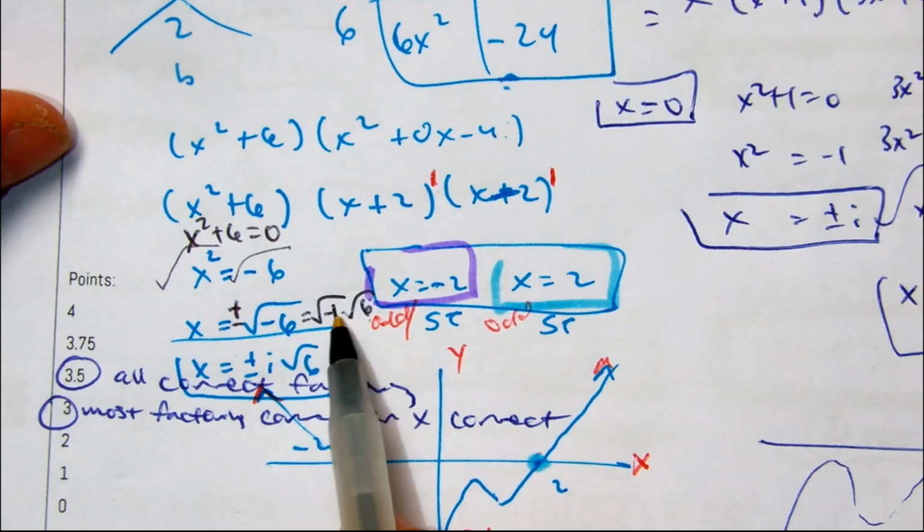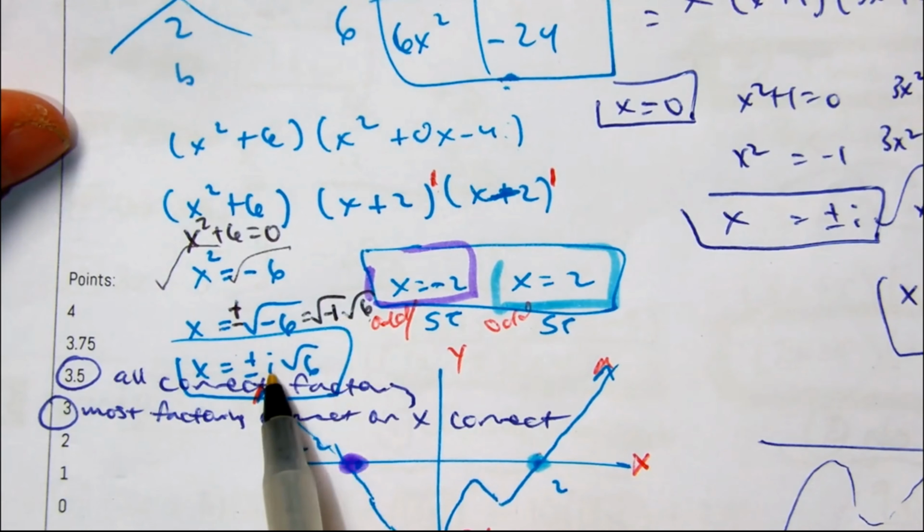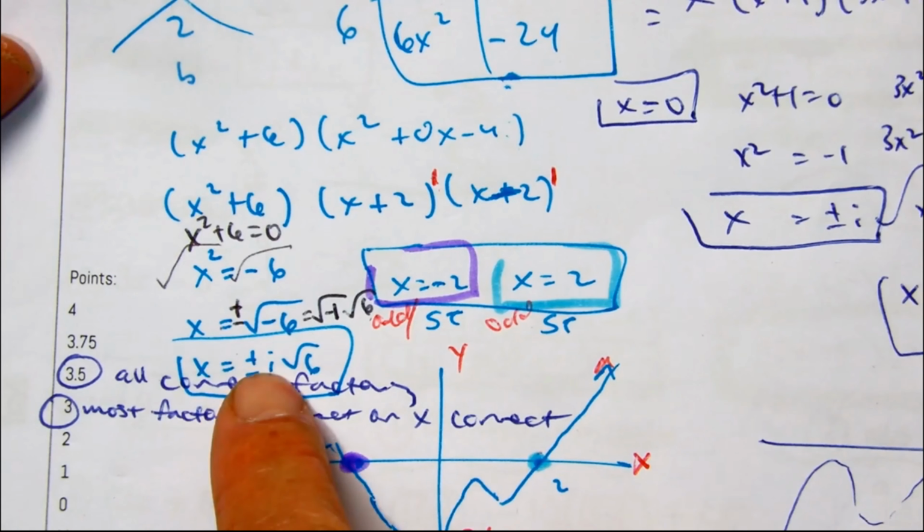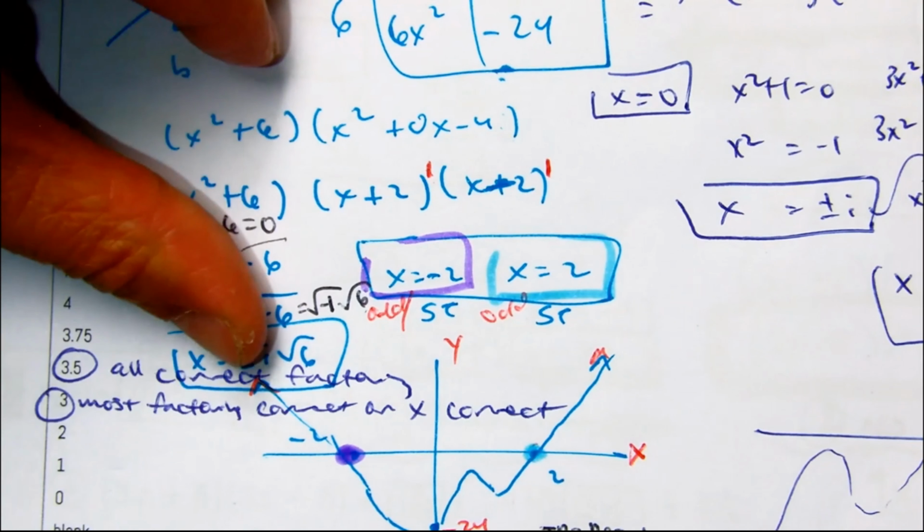Square root of negative 1, that comes out, that's called i. And you have plus or minus. So one solution is x equals i radical 6. The other one is x equals negative i radical 6.